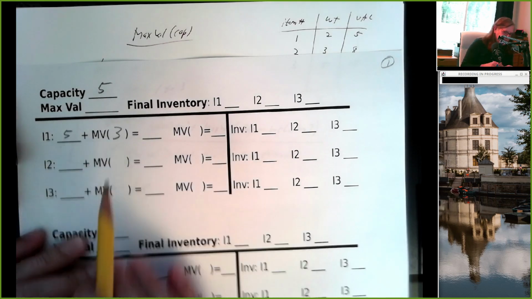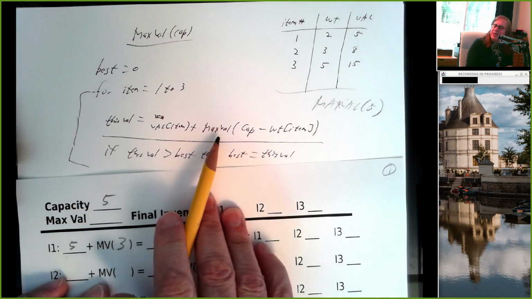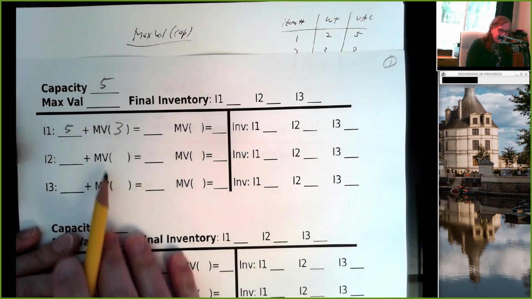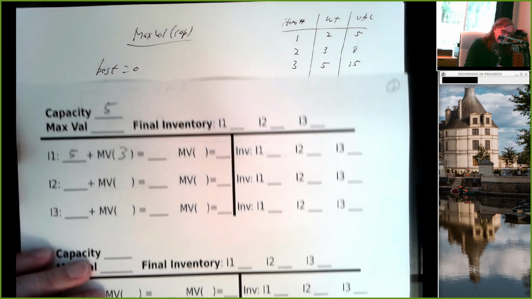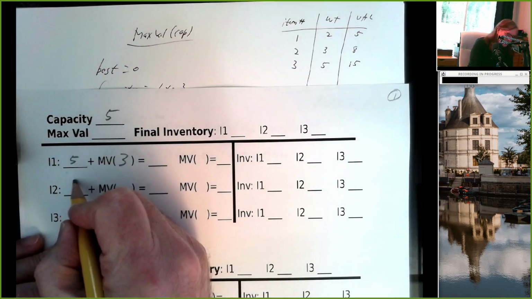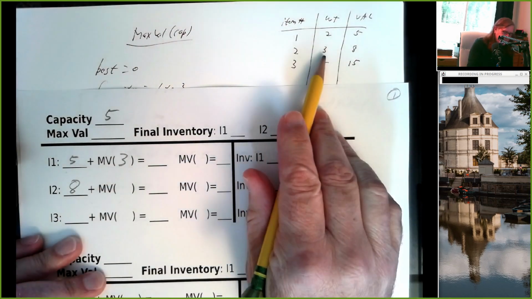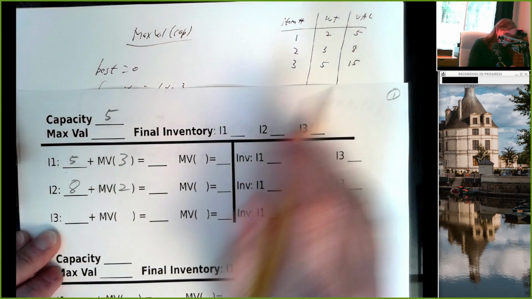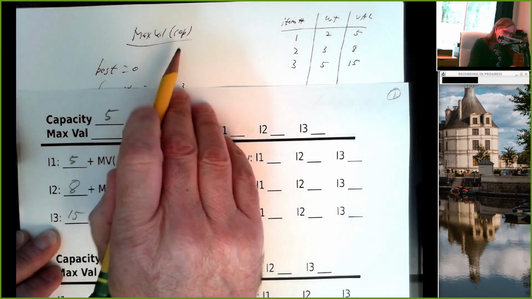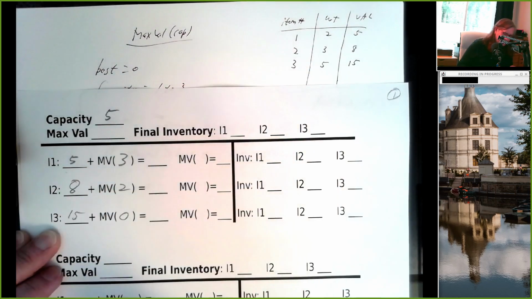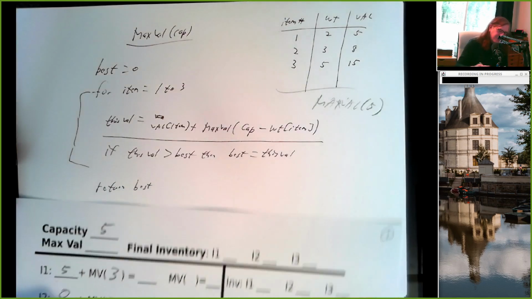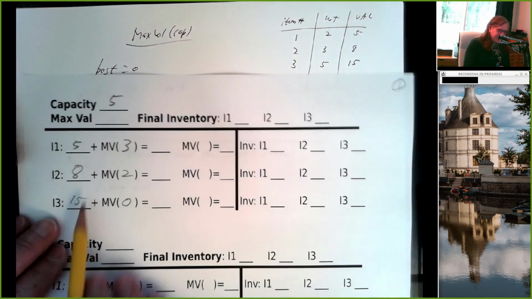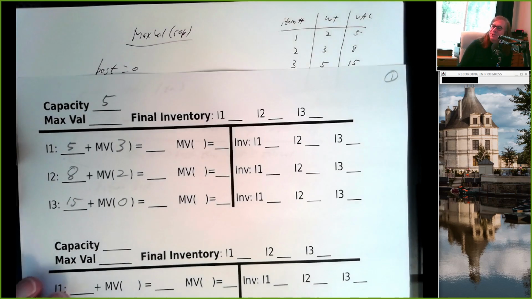Let me fill these in. So we'll make this recursive call while we're working on item 1, but let me fill these in, and then let's figure out what these recursive values are. If we start with item 2, we're going to get a value of 8, and a max val of 5 minus 3 is 2. And if we start with item 3, we're going to get a value of 15, and a max val of 5 minus 5 is 0. And so our main call to maxval is going to do these 3 calculations and return whichever one is the largest.